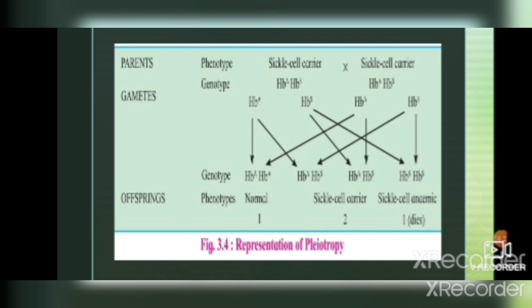These are the four products, and the offspring show the phenotypes: HbA HbA is normal, only one. HbA HbS and HbA HbS are sickle cell carriers, these are two in number. And the sickle cell anemic dies, that is only one, HbS HbS. It means that the offspring shows the ratio 1:2:1.